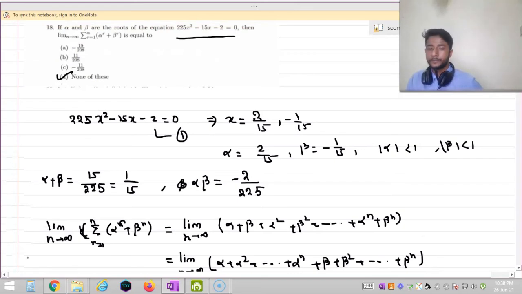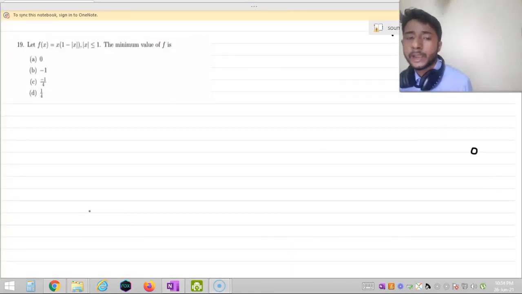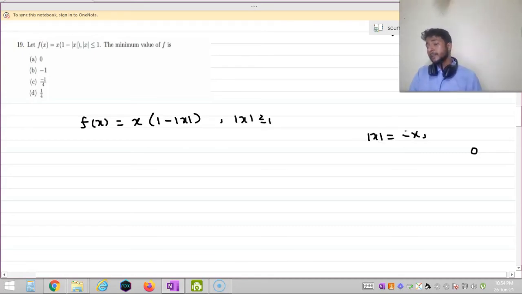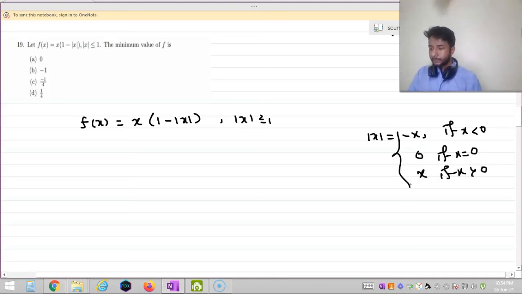Now let us solve question number 19, where we have to minimize f, where f(x) is equal to x into 1 minus mod of x, where mod of x is less or equals to 1. We know that mod x is equal to minus x if x is less than 0, is equal to 0 if x is equal to 0, and x if x is greater than 0, right? So I am splitting f(x) in 3 parts.